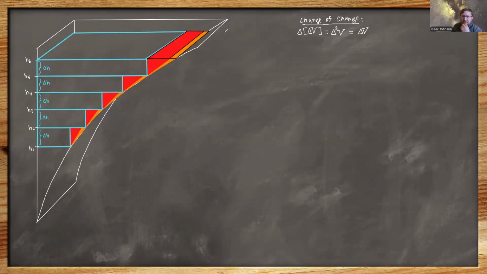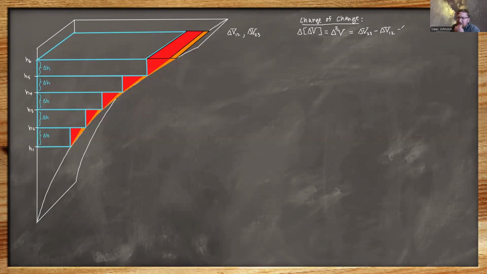Whereas before a single change might have been, say, how does our volume change as we go from point 1 to point 2? That would be represented by this kind of area there. And then we might say, how does our volume change as we move from 2 to 3? That would be this one here. To find our change in the change, we take our final change, our delta V from 2 to 3, and subtract it from our initial change, our delta V from 1 to 2.